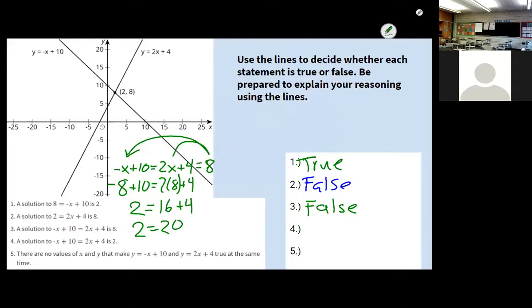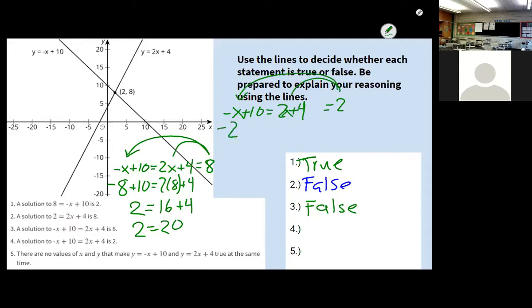This was an 8. We're going to look at number 4. Negative x plus 10 is equal to 2x plus 4. And it says a solution to that is 2. So that means I'm going to take 2 and do what with it? What am I going to do with it? I'm going to plug it in for x. Yes, Kyle. Plug it in for both x's here.